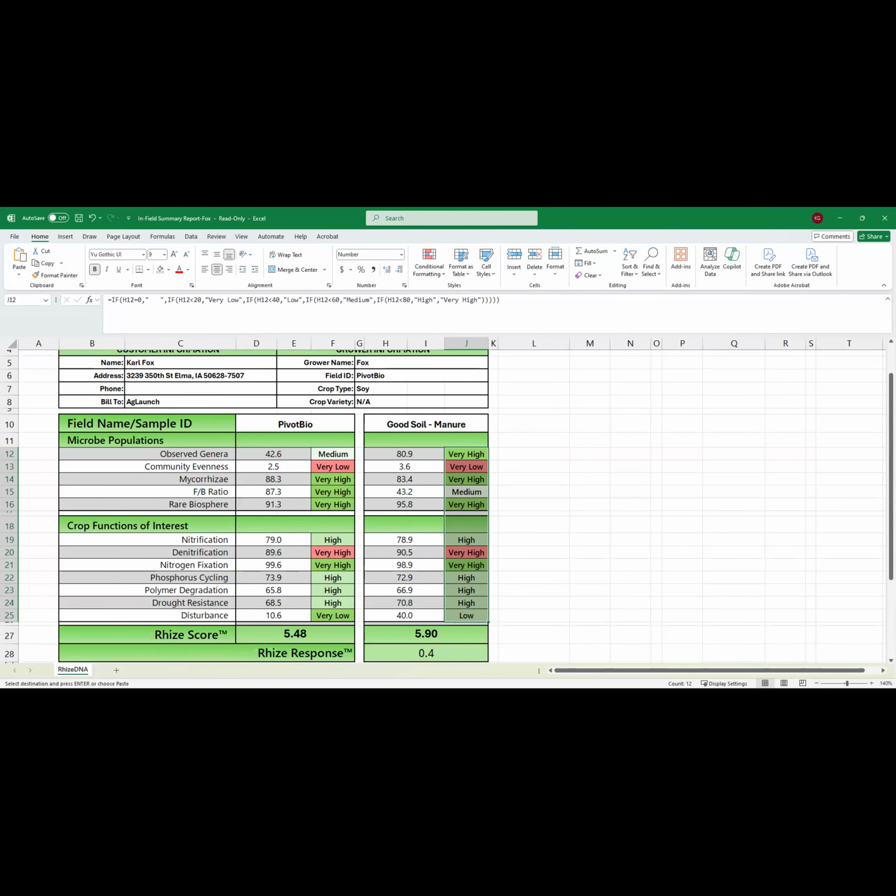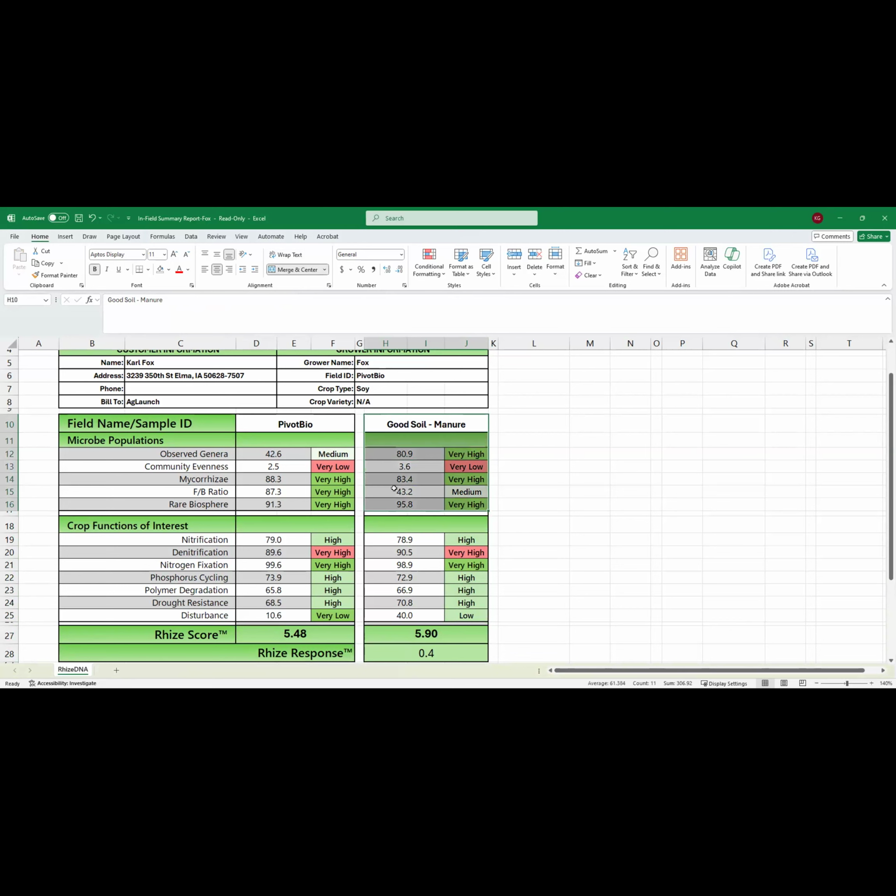Hopefully you can see my screen. This is Carl's infield response. Again, these were really two different fields. I don't know if the response quite applies here. It wasn't a treated, untreated comparison. There was one that was kind of his favorite soils out there, and then one he had recently applied Pivot Bio to. And so we do see some interesting results.